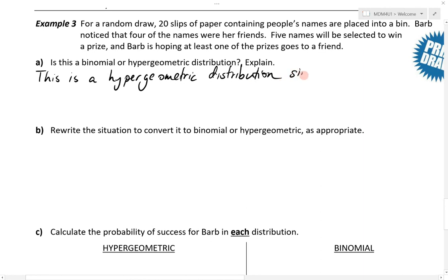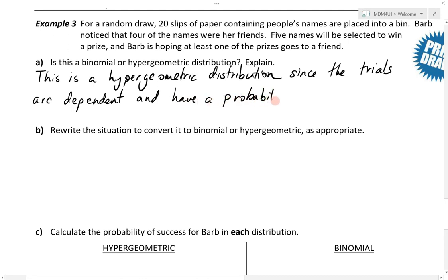Okay, since the trials are dependent and have a probability of success or failure. All right, so let's try and rewrite this situation to convert it to a binomial.